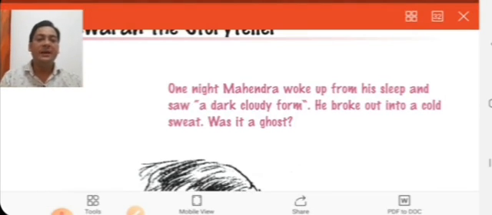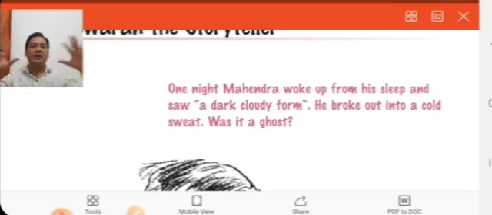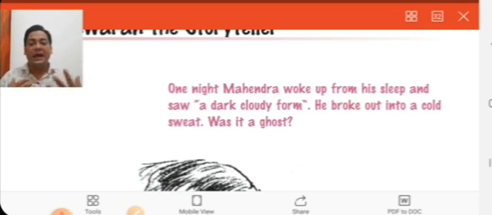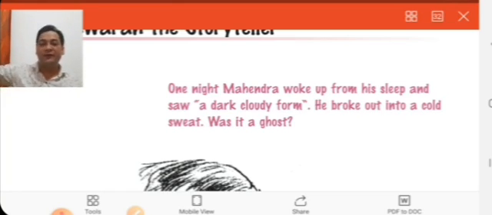Mahindra woke up from his sleep and saw a dark, cloudy form. He broke out into a cold sweat. Cold sweat means he was so scared. Was it a ghost? He saw a kind of figure of a ghost. He was sleeping, and he suddenly woke up and saw out of his window some figure which was not clearly visible. It looked pale. It was so dark outside that he couldn't figure it out.